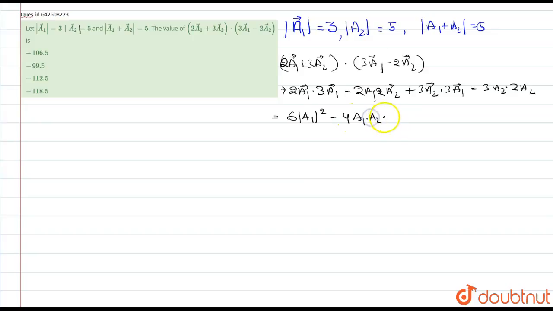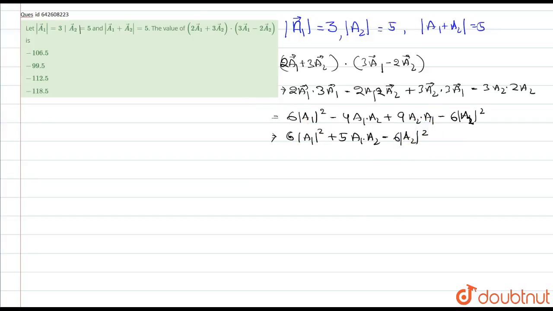Here 2 into 3 is equal to 6, so 6 mod A1 square, minus 4A1 dot A2, plus 9A2 dot A1, minus 6 mod A2 square. Here A2 dot A1 is equal to A1 dot A2, it is the commutative property. So we get 6 mod A1 square plus 5A1 dot A2 minus 6 mod A2 whole square. This is equation 1.